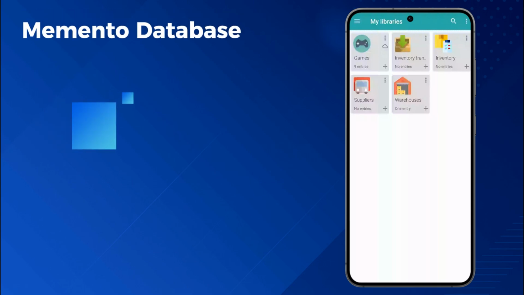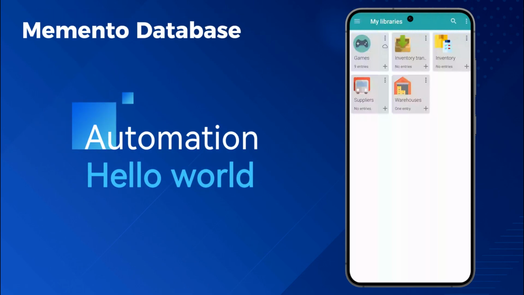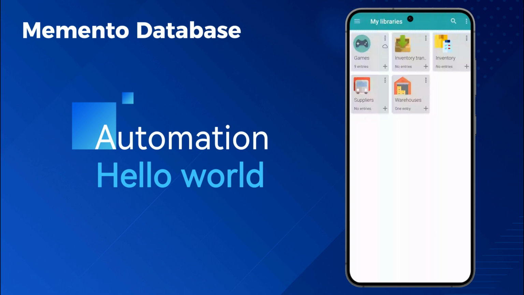In Memento Database, you can create automations without writing any code. They're called rules, and they allow your database to perform actions automatically. In this video, we'll create two simple rules. The first one will display a message when a new entry form is opened, and the second will show another message after the entry is saved. Let's start with the first one.